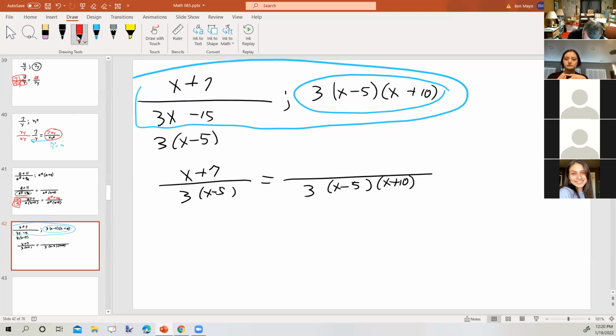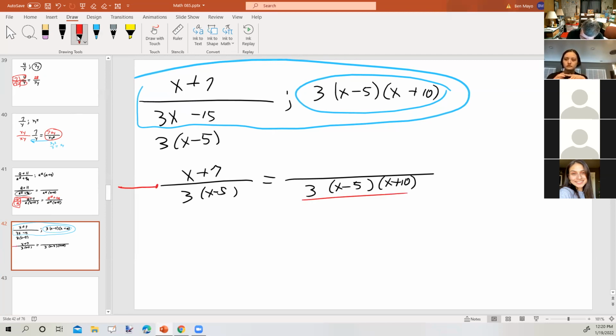What's missing? What do I need over here in the denominator to make it look like that? X plus 10. So what's going to go on top there? X plus 10. So I'm going to get x plus 10 times x plus 7. Okay. And they may or may not multiply it out. Sometimes they do, sometimes they don't. Okay with this? Awesome.